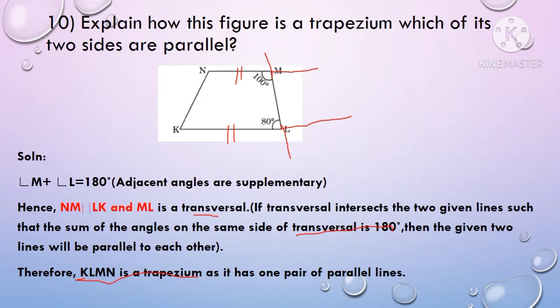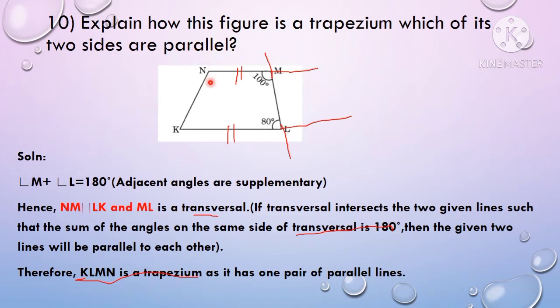The continuation of exercise 3.3, the 10th problem. Explain how this figure is a trapezium. Which of its two sides are parallel? Okay children, do you remember the definition of trapezium? A trapezium has one pair of opposite sides parallel. So explain how this figure is a trapezium, and which of its two sides are parallel.